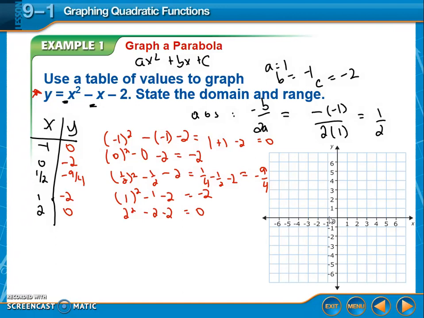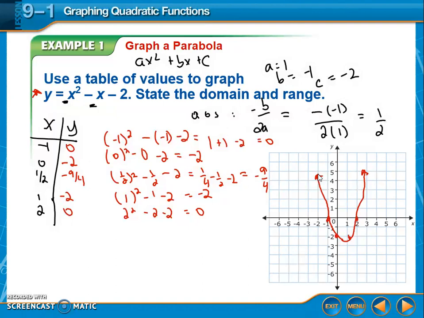So I'm going to graph the point negative 1, 0, then 0, negative 2, then 1/2, negative 9 over 4. So that's about 2 and like a fourth. About there. And then I have the point 1, negative 2, so that's there, and 2, 0, which is there. And so then I can get the idea that my shape is going to be more or less like this. It's a little hard to draw on this tablet, but you guys can draw yours a little bit smoother.